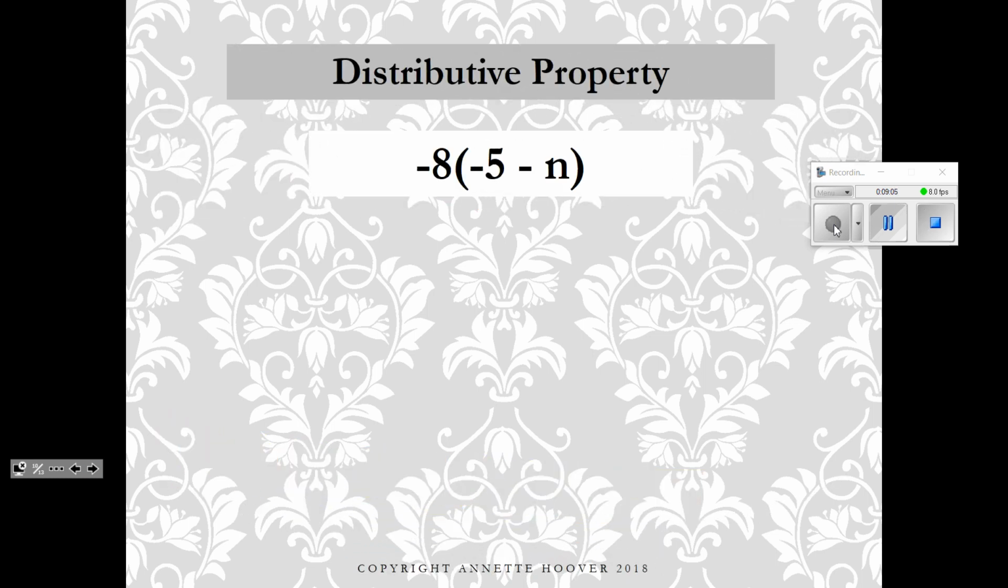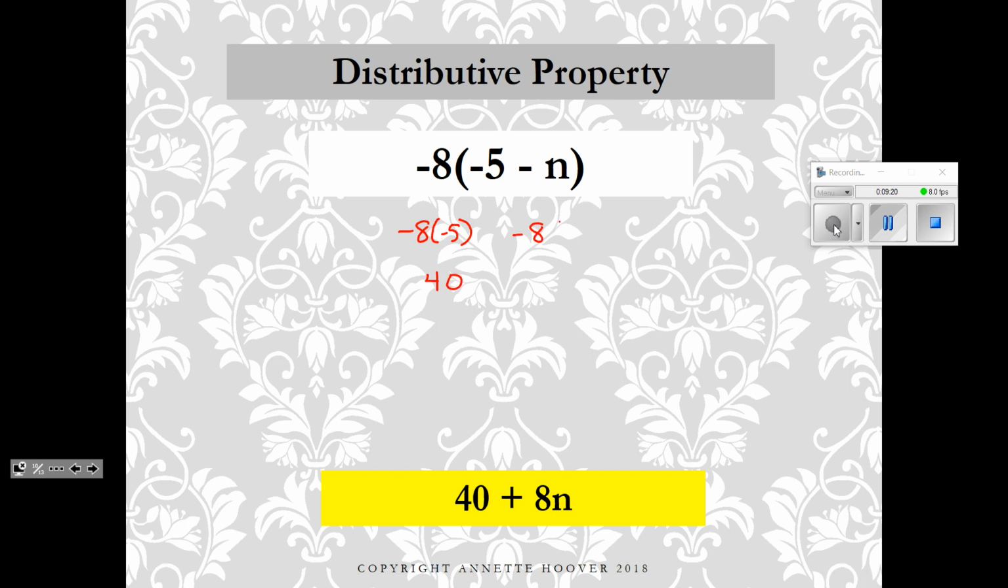Try this one. Did you get 40 plus 8n? First we had negative 8 times negative 5, which is a positive 40. Then we had negative 8 times a negative n, which is a positive 8n. Remember, when multiplying with two negatives, it becomes positive. So think of this subtraction sign right here as a negative sign for that next term.